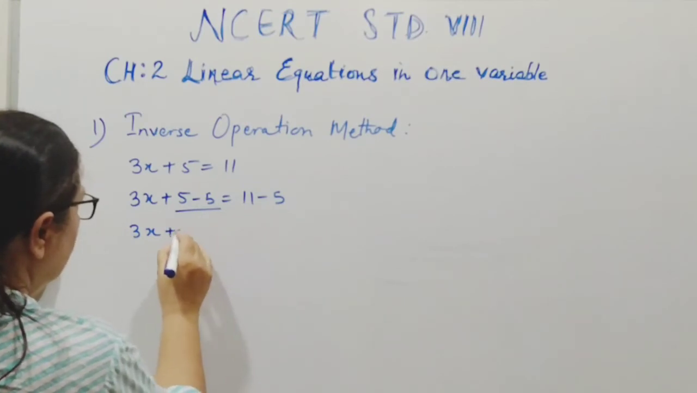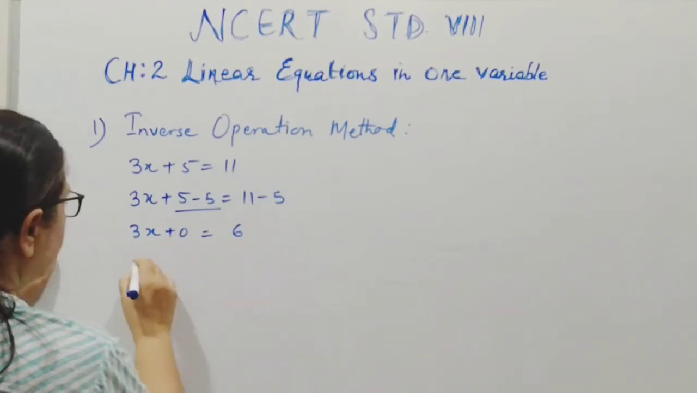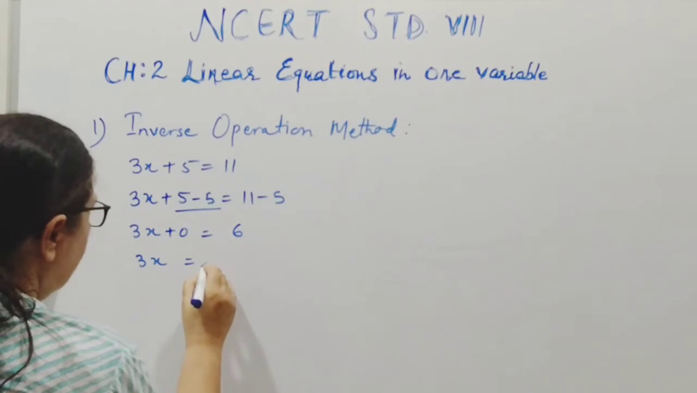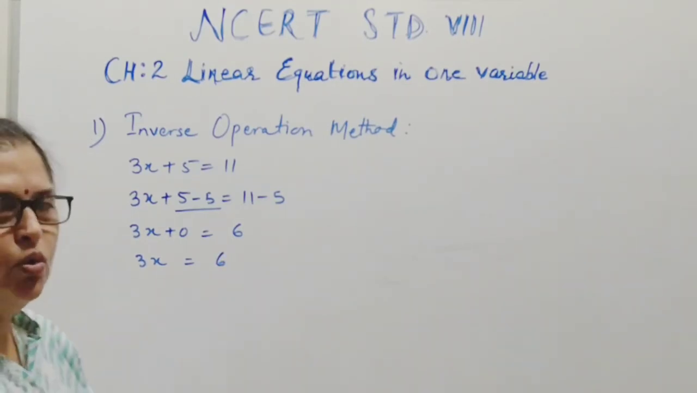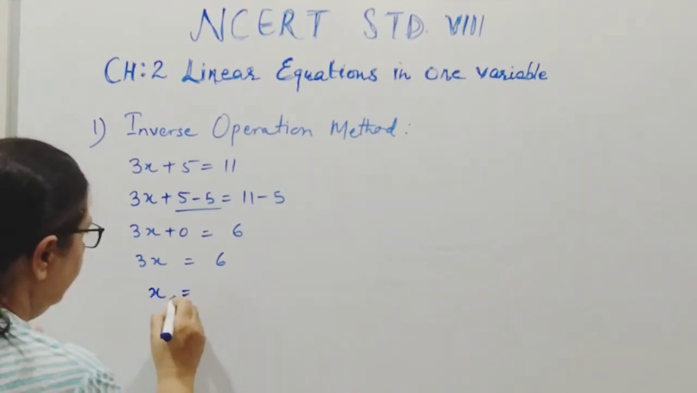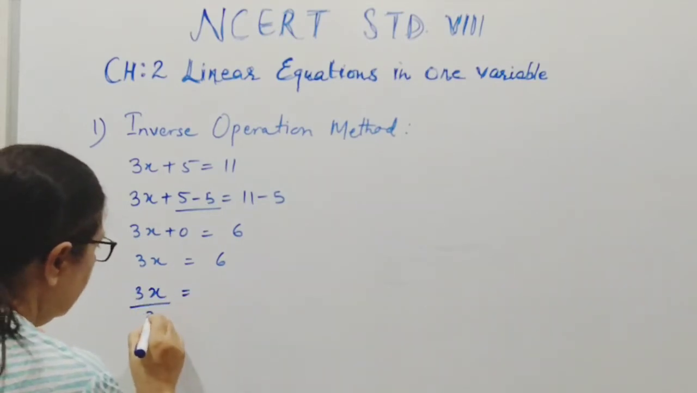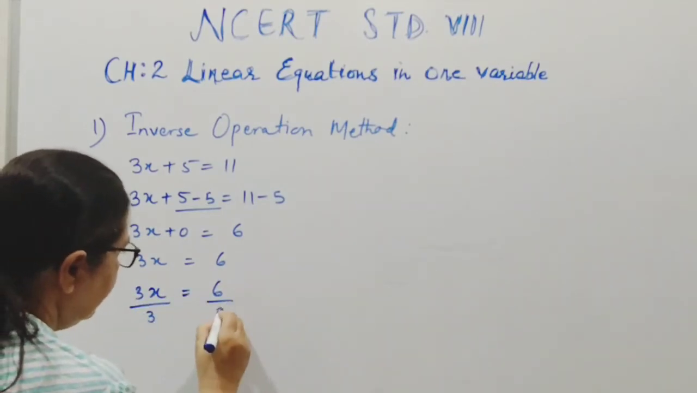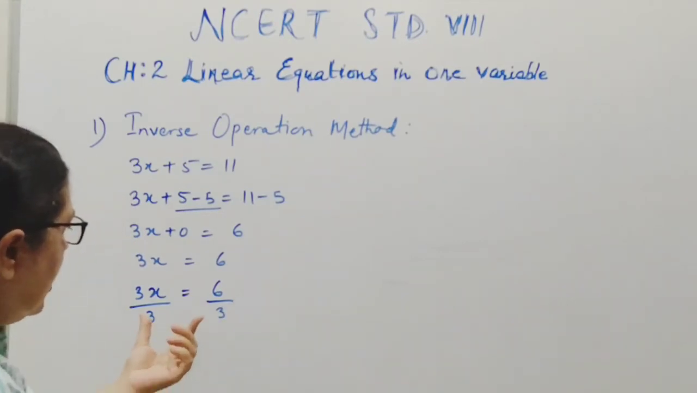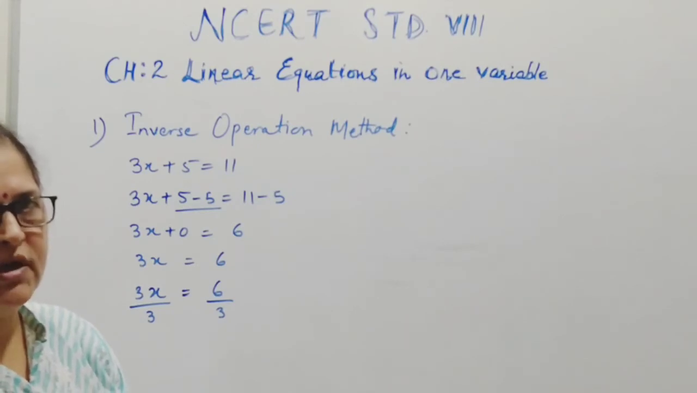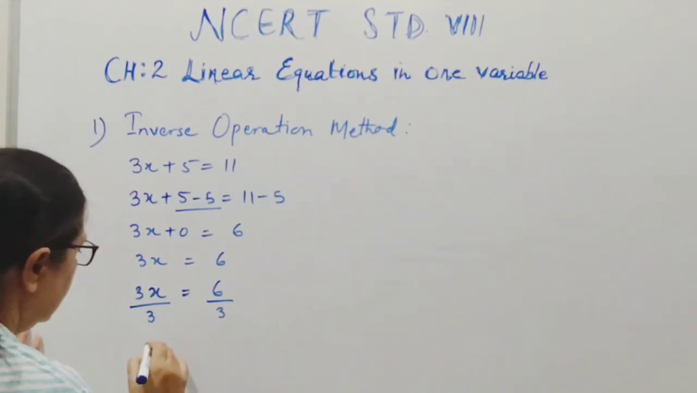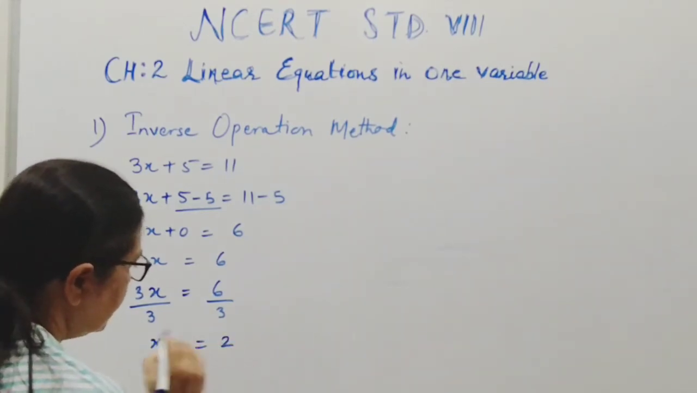This will become 0. This will become 6. So this is 3x is equal to 6. Now 3x means 3 into x. So it will become 3x divided by 3, 6 divided by 3. We have to apply the same operation on both the sides to keep the equation balanced. It will become x and this will become 2.